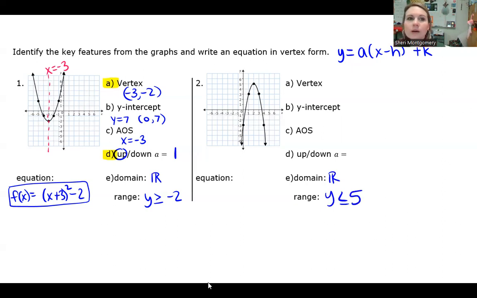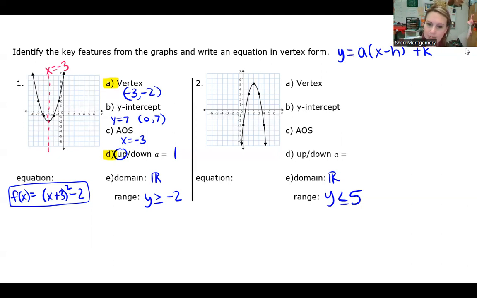So anytime that you have a positive graph, it's always going to be greater than. And when you have a negative graph, it'll always be less than, and you just find the vertex part. So this one, the highest it can go is 5. For the previous one, the lowest you could go was -2.